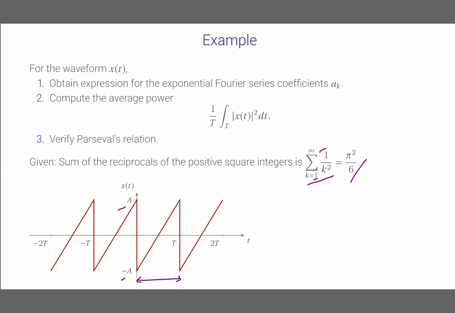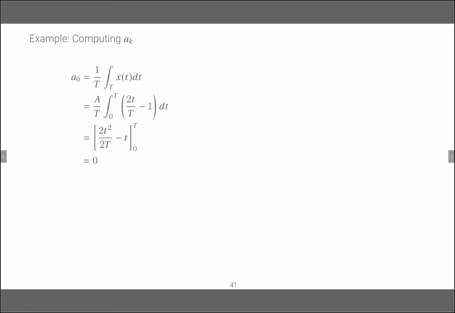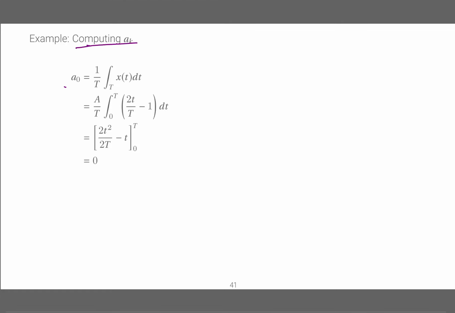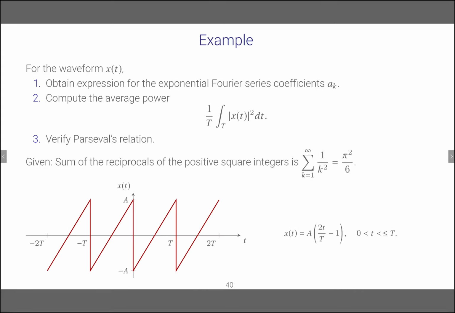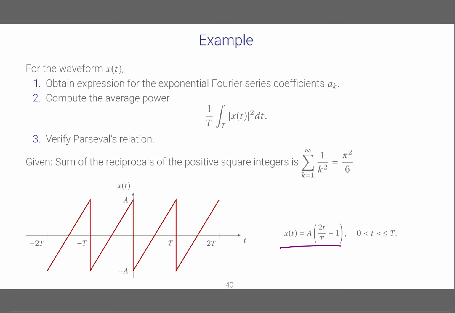So we'll use the analytical formula to find out the Fourier series coefficients first. Computing ak first. So a naught is 1 over T integral over T of x(t) dt. It turns out that this signal can be written as this. Let's just verify this.